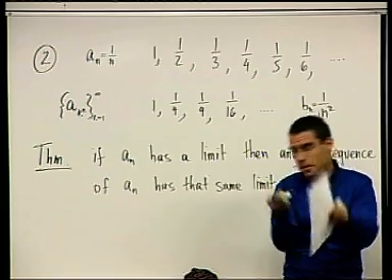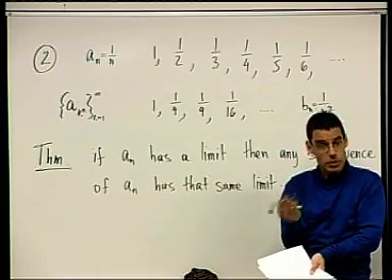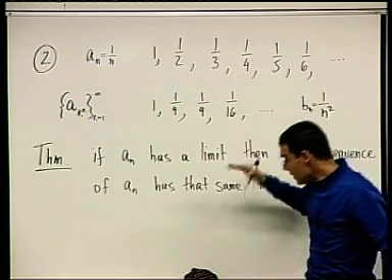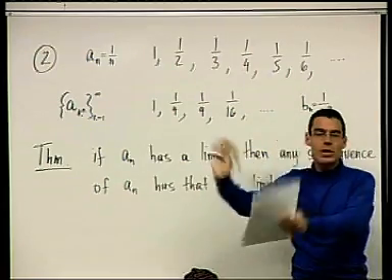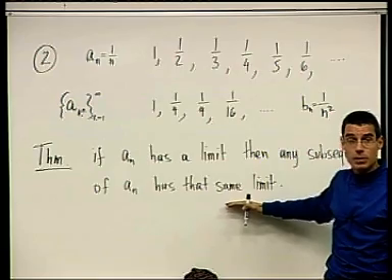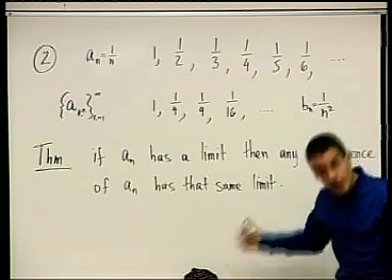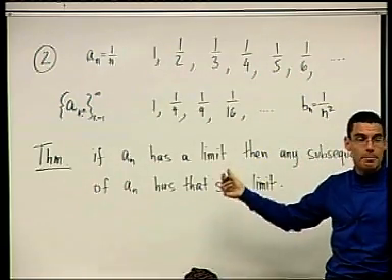And if you want a smaller epsilon, go further down the indices. Do you agree? So if it has a limit, any subsequence you take is going to have that same limit. If it doesn't have a limit, anything could happen.